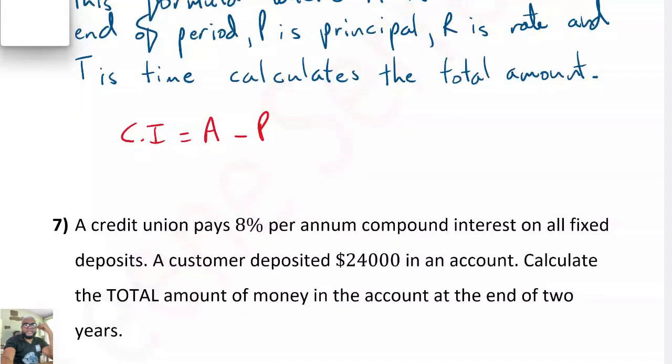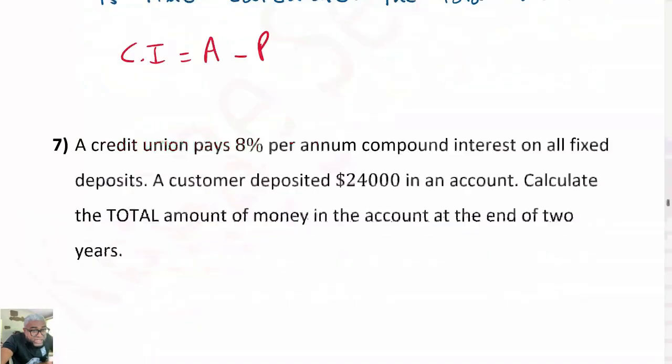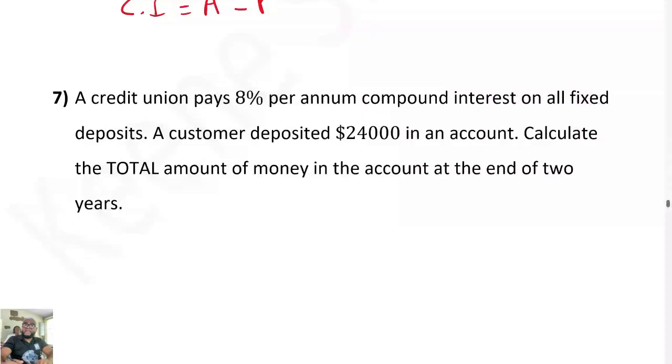So the question is saying a credit union pays 8% per annum compound interest on all fixed deposits, right? So straight off the back, what is R? What's the rate here? 8%. Excellent. A customer deposited 24,000 into an account. What is the principal, the initial amount, the original amount? 24,000. Calculate the amount of money in the account at the end of 2 years. So they just ask you for the total amount, which is the formula that I just gave you.